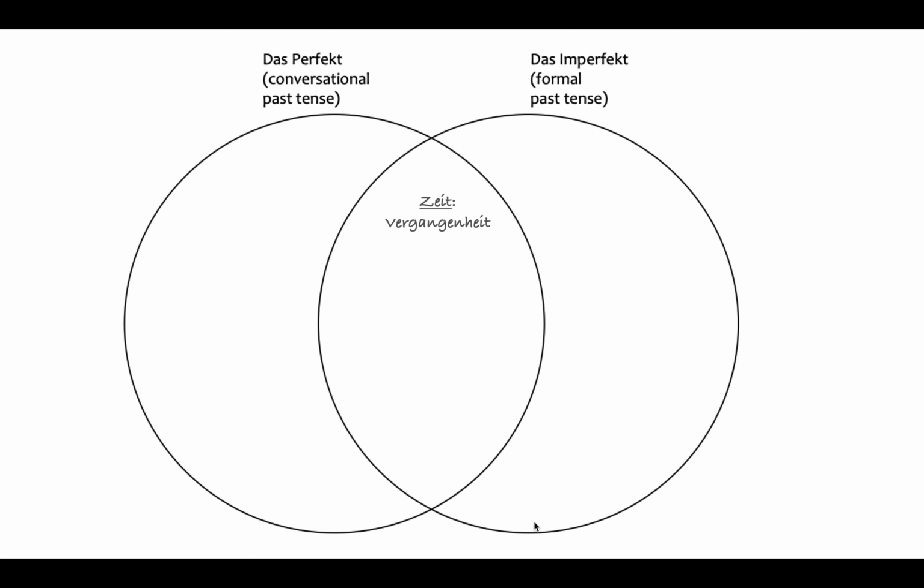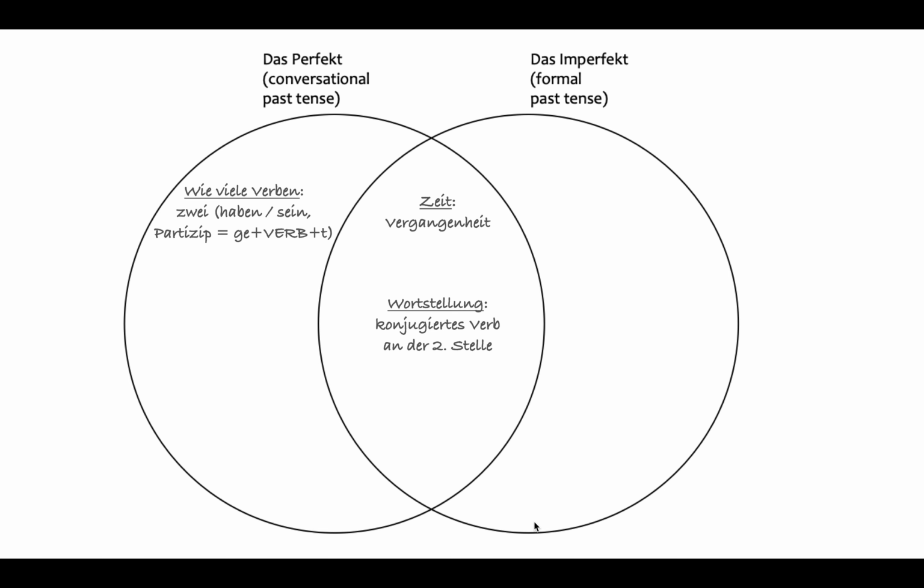Erstens die Zeit. Beide Formen beziehen sich auf die Vergangenheit. Both forms refer to things that happened in the past. Zweitens, die Wortstellung. Beide Formen haben das konjugierte Verb an der zweiten Stelle. Just like you learned in German 1, the conjugated verb goes second.